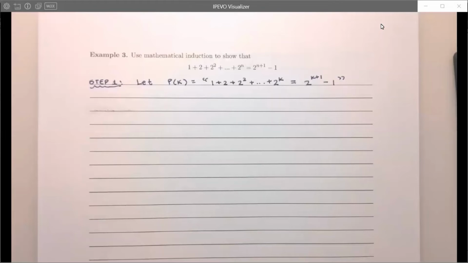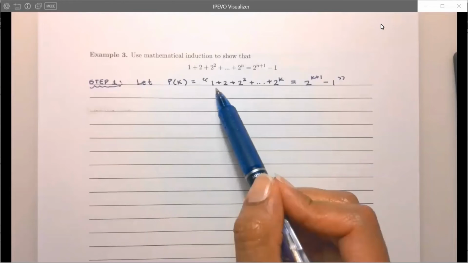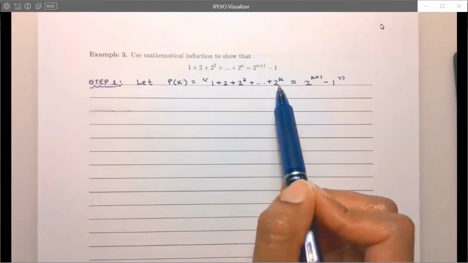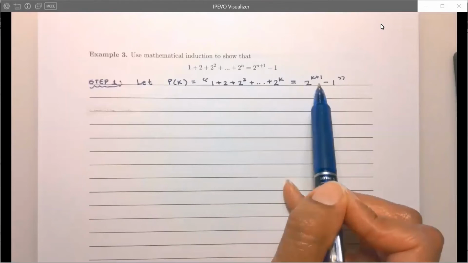All right, let's take a look at example number 3. Example number 3 reads, use mathematical induction to show that 1 plus 2 plus 2 squared plus all the way down to 2 to the n is equal to 2 to the n plus 1 minus 1. I've already gone ahead and defined a propositional function to represent this statement. I'm letting P of k be the statement 1 plus 2 plus 2 squared plus all the way down to 2 to the k equals 2 to the k plus 1 minus 1.